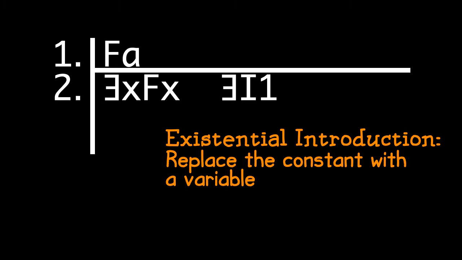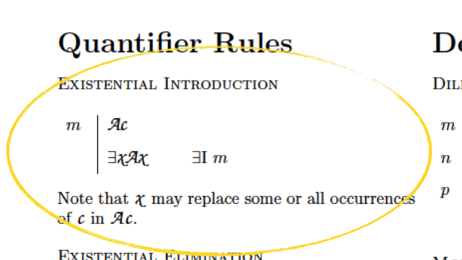So that's our existential introduction rule. Given some sentence that has a constant in it, you're allowed to write down a sentence that starts with an existential quantifier and then replaces the constant with a variable. Here's what it looks like on the reference sheet. We start with some sentence A that has a constant C in it. We then write down exists x, A, where we've got x in place of C. It says at the bottom, note that x may replace some or all occurrences of C in the sentence A. That is, the variable can replace the constant everywhere in the sentence or just in some places.